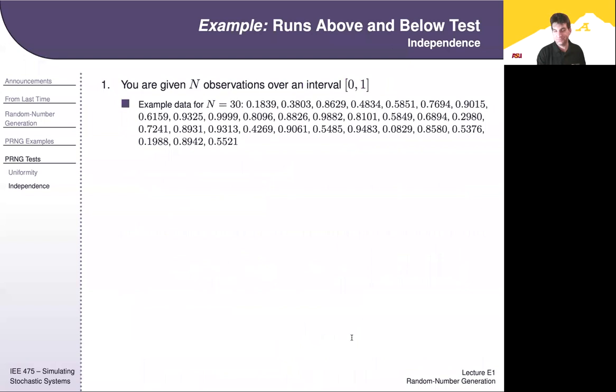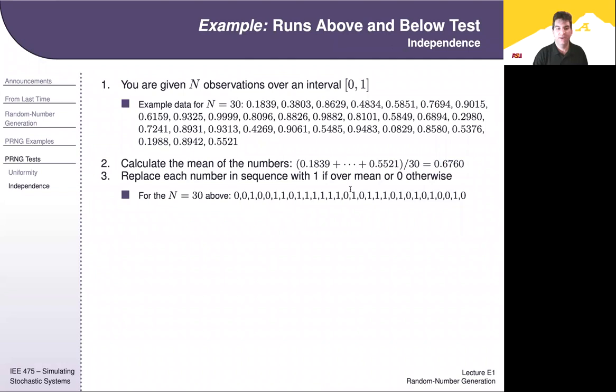As our concrete example here, I'm given 30 data points, and I want to know, are these independent? So I'm going to calculate the mean of these 30 numbers. On a midterm, I would probably just give you the mean. So it's 0.67. Then I'm going to convert those numbers all into above or below. Basically, if they're above the mean, I replace them with a 1. If they're below the mean, I replace them with a 0. So you see this goes 0, 0, 1. Well, that's because this is below the mean, this is below the mean, and this is above the mean. And it is critically important that you do not sort the numbers.